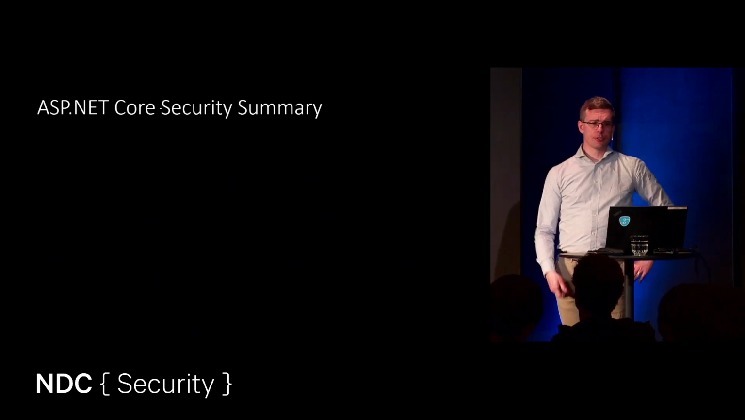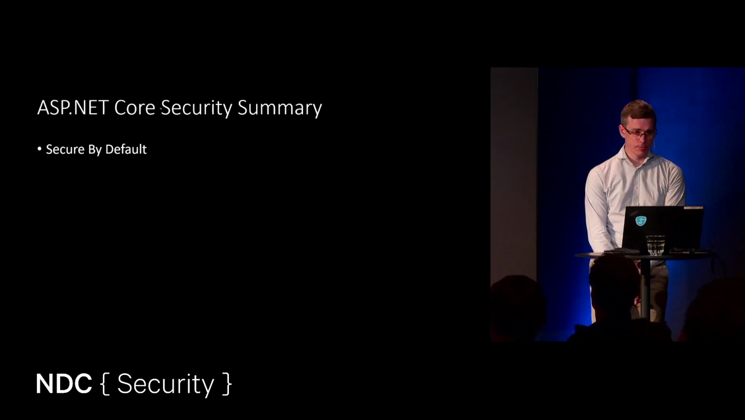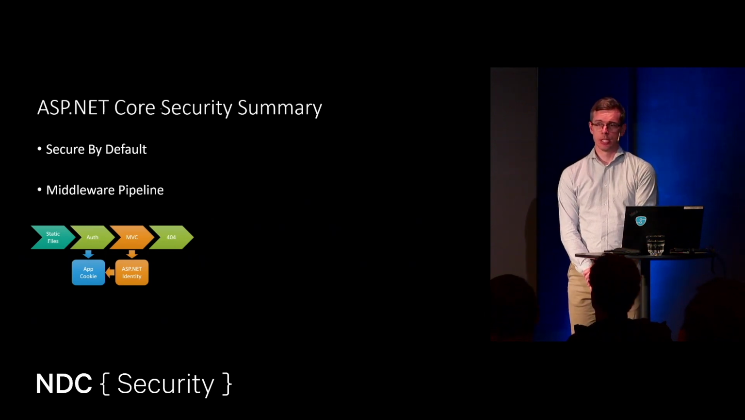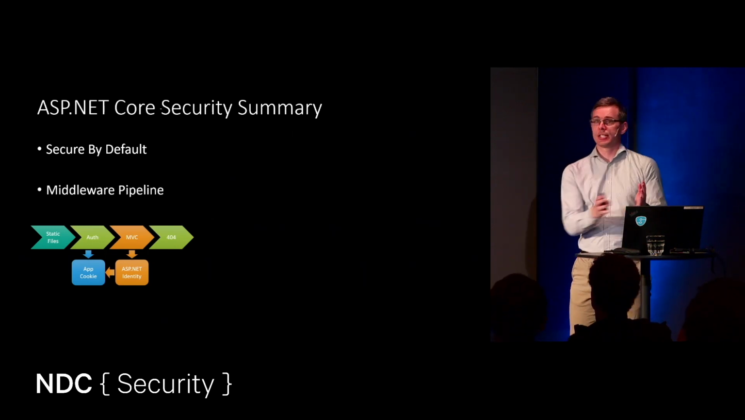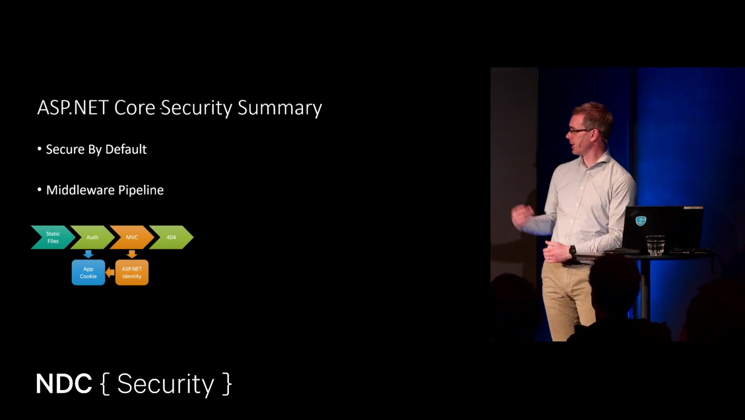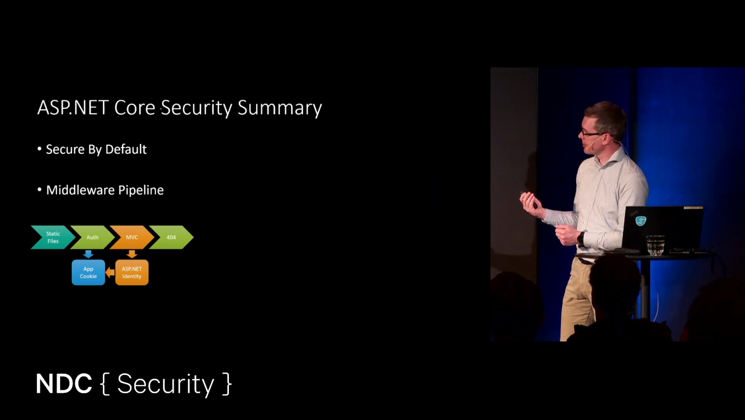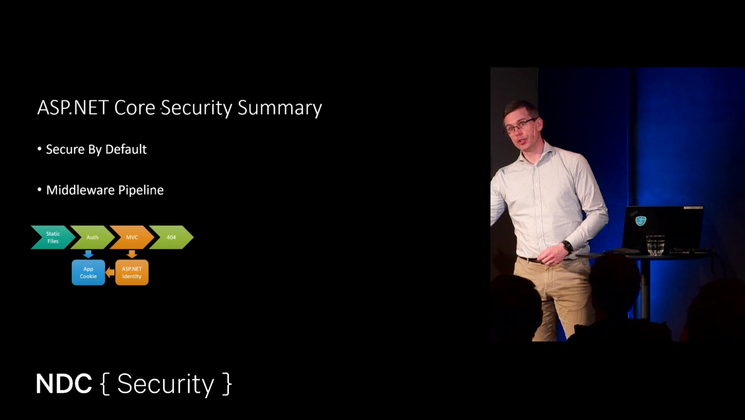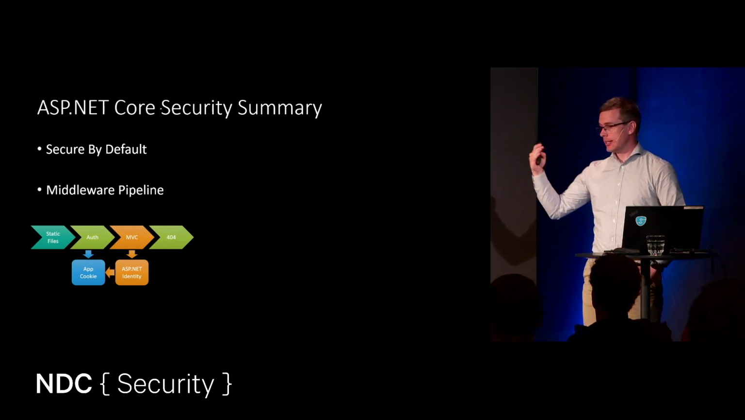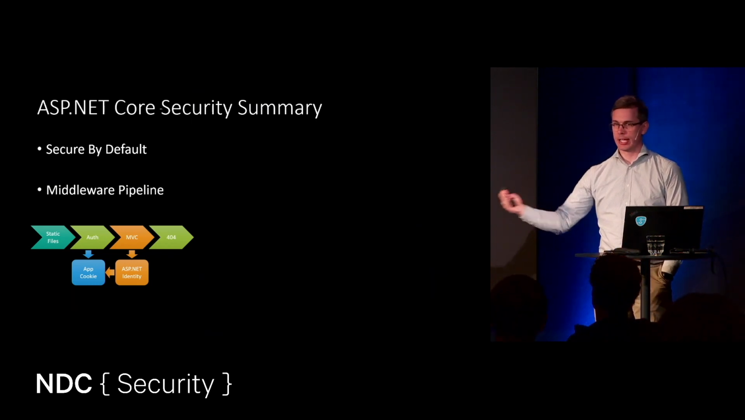To summarize, ASP.NET Core is mostly secure by default. We have the middleware pipeline, and it's good to understand that it exists and how it relates to authentication: authentication happens as part of the pipeline. And I forgot to mention that static files are served before authentication is checked, so the static files have no protection at all in a standard setup.